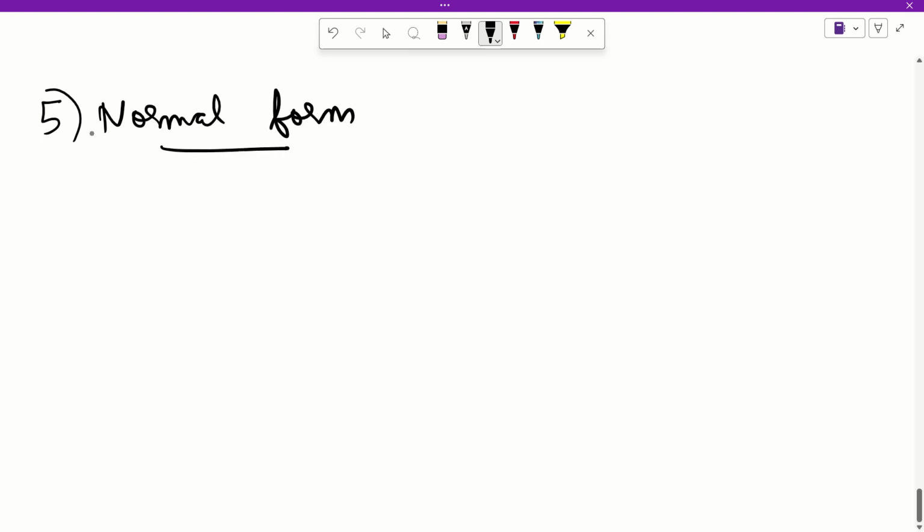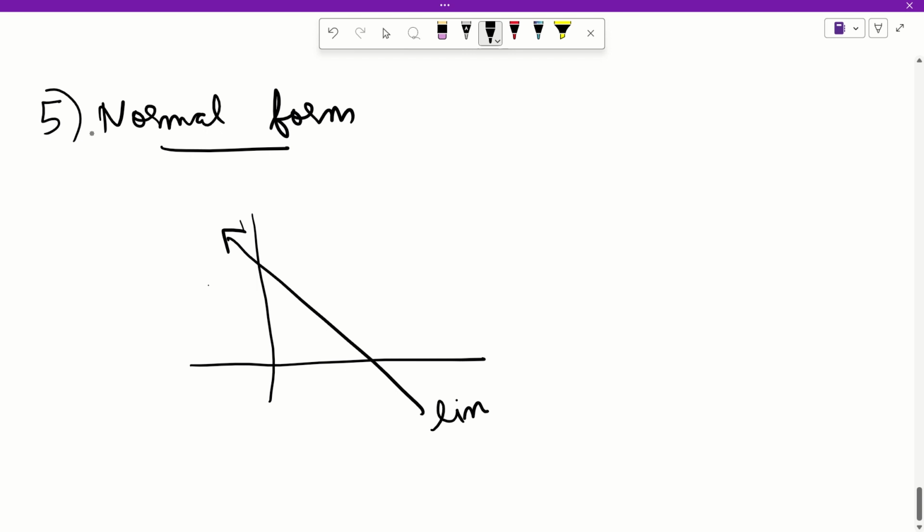Normal form. For normal form, just know this figure. Okay, this is the line, and this is the normal. Drawing a normal, it makes an angle called alpha, which is anti-clockwise. That must be an angle of 90 degrees here. And the normal distance from the origin to the line is represented as P, that is from here till here.